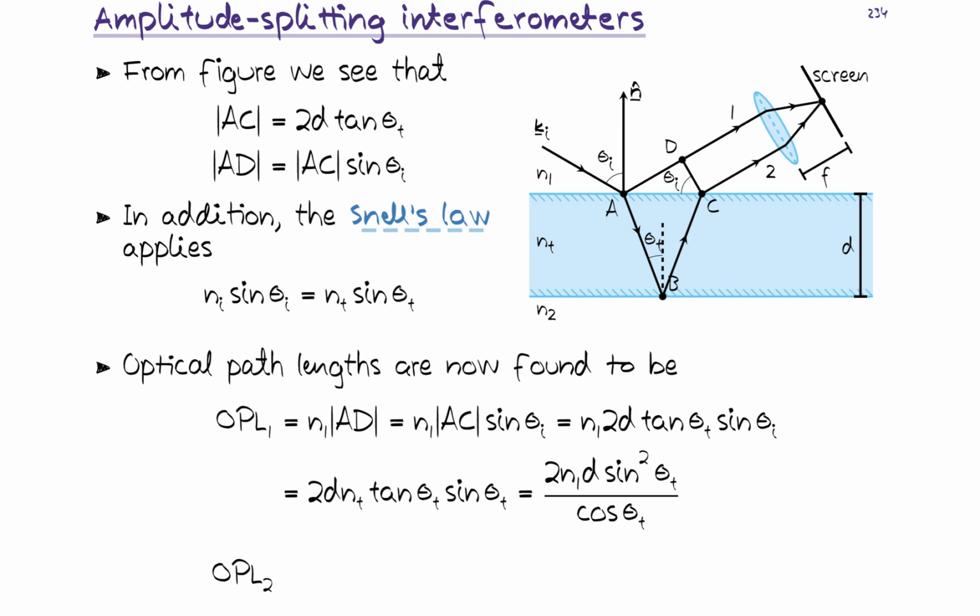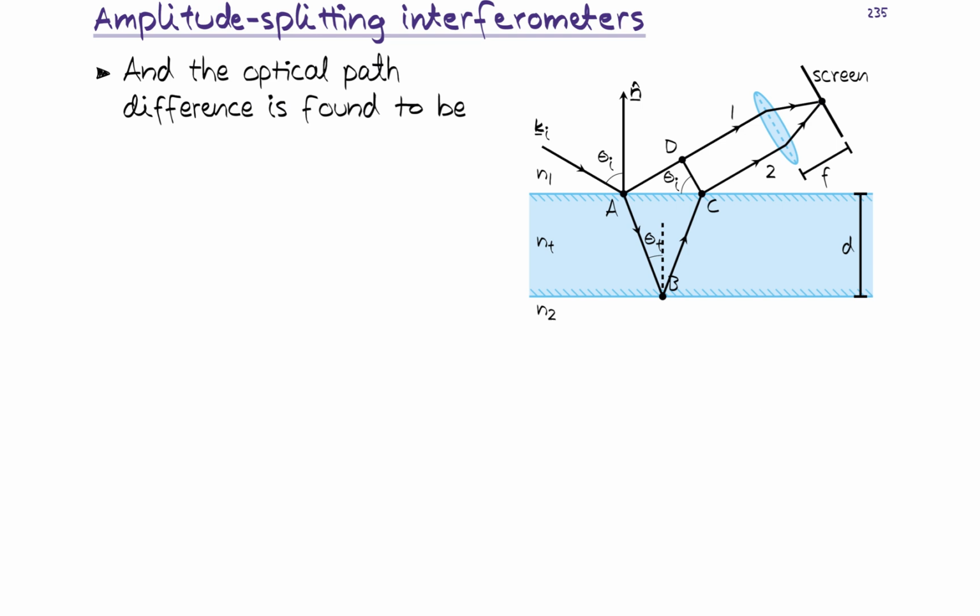And now the OPL2, by just looking at the figure, is 2 times nt times AB. So this is essentially ray 2 propagating inside the medium, that is the thin film. And this we can simply write as 2 times nt times d divided by cosine of theta t. And now we're interested in calculating the path difference. So what is OPL1 minus OPL2? We can now just calculate this, and we can define this.